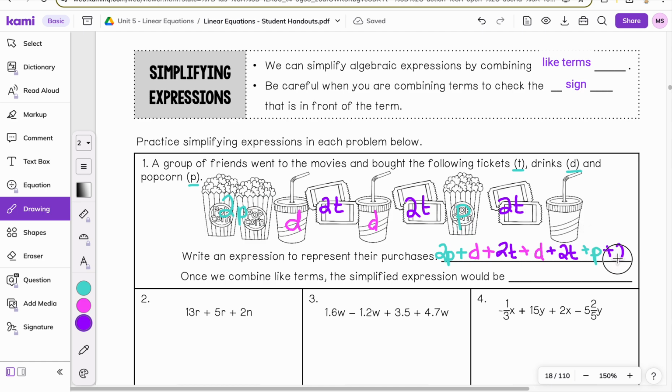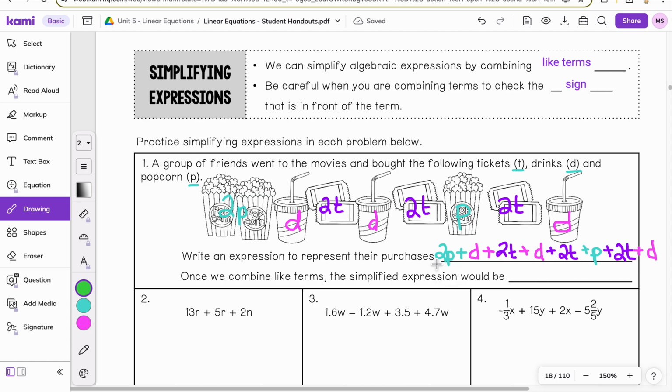So as you can see, our expression is getting really long to represent this. And then plus another drink. So when we are combining like terms, that's the point, right? We don't want to write this really long expression. What can we do to simplify it a little bit more? Well, we can combine the terms that are alike.